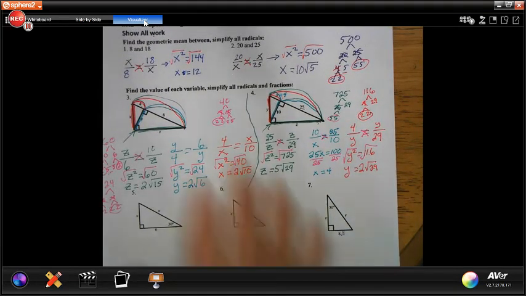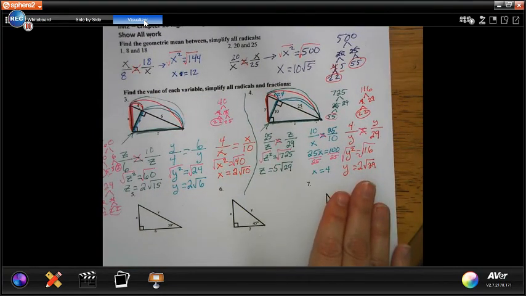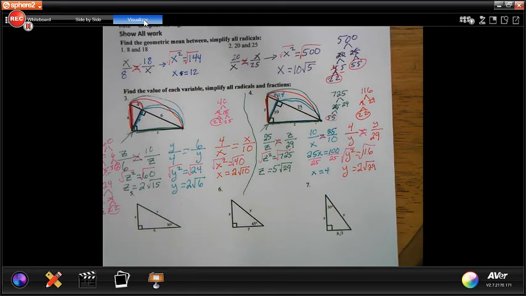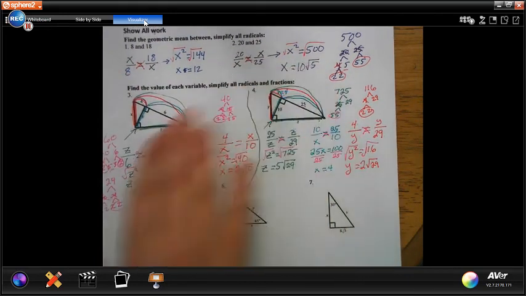I know I said I was only going to do 2 videos, but just looking at how long it took me to do the geometric mean part, I'm going to go ahead and stop here. I'll probably make 3 videos. We'll see how long the second one takes or how far I get. So this is just the geometric mean parts.